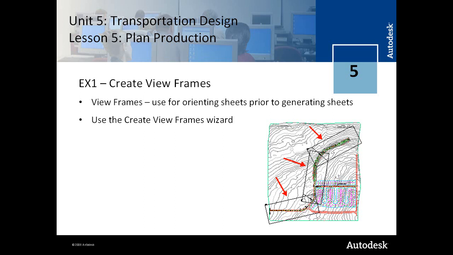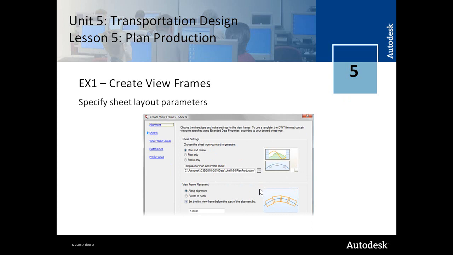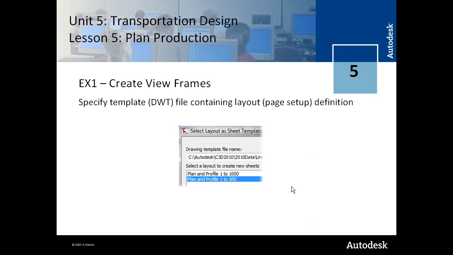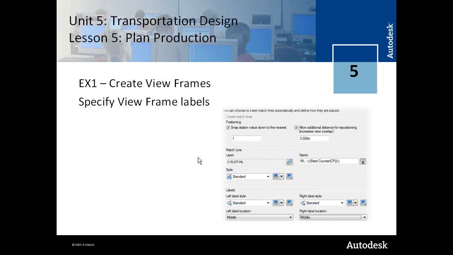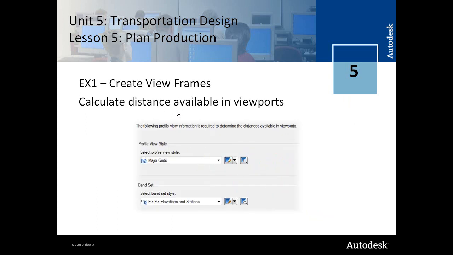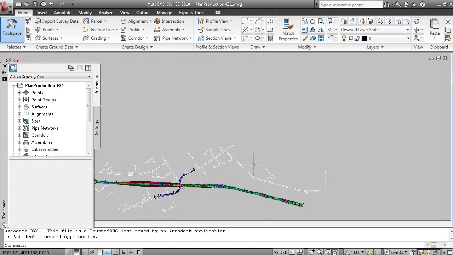So in the first exercise you create the view frames, and these are used for orienting your sheets prior to generating the sheets, and you use the Create View Frames wizard. And the wizard will walk you through choosing the alignment, specifying the sheet layout parameters, specifying the drawing template file that contains the page setup definitions, so essentially to size your sheets, view frame group parameters, your view frame labels, and then calculating the available distance in the viewports. So there's 5 steps there, so let's go through that.